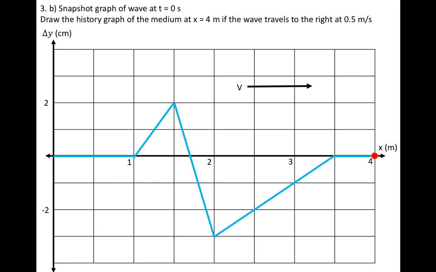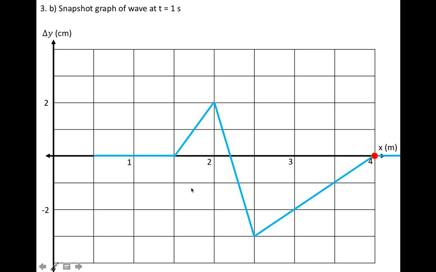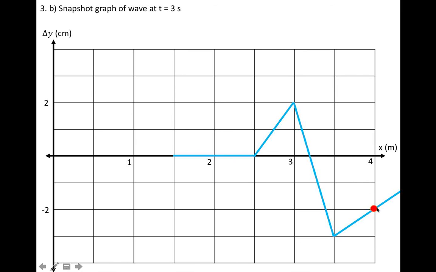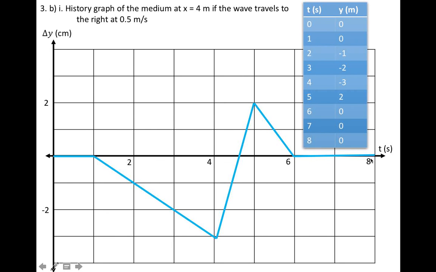At 0 seconds we notice that the displacement of this point is 0. Then at t equals 1 second, the graph has moved to the right half a meter, and it's still at 0 meters of y displacement. Then at t equals 2 seconds, it moves again half a meter to the right. Its displacement is negative 1. At t equals 3 seconds, it's at negative 2. At t equals 4 seconds, it's at negative 3. At t equals 5, it's up to 2 meters. At t equals 6, it's back down to 0, and it will also be at 0 for 7 and 8.